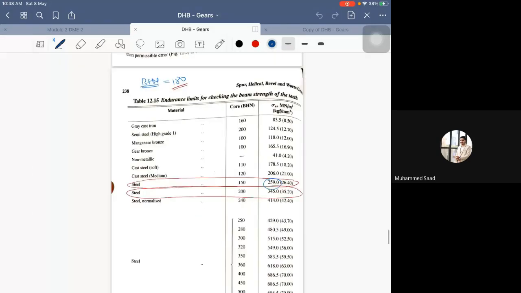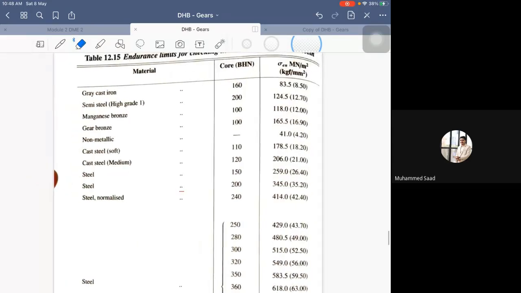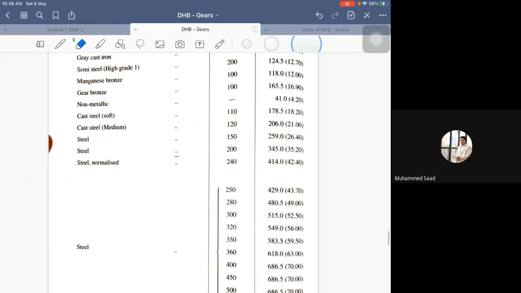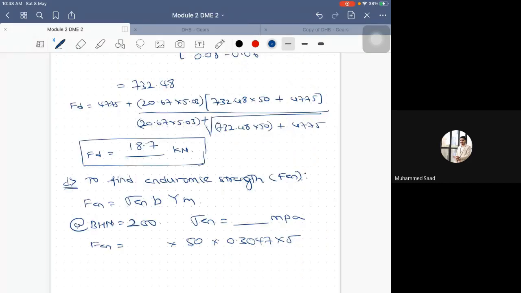So in this particular table, for the value of 200 and for the steel, you have selected the value as 235, 345. That's fine. So taking it as 345, what is the load of FEN?